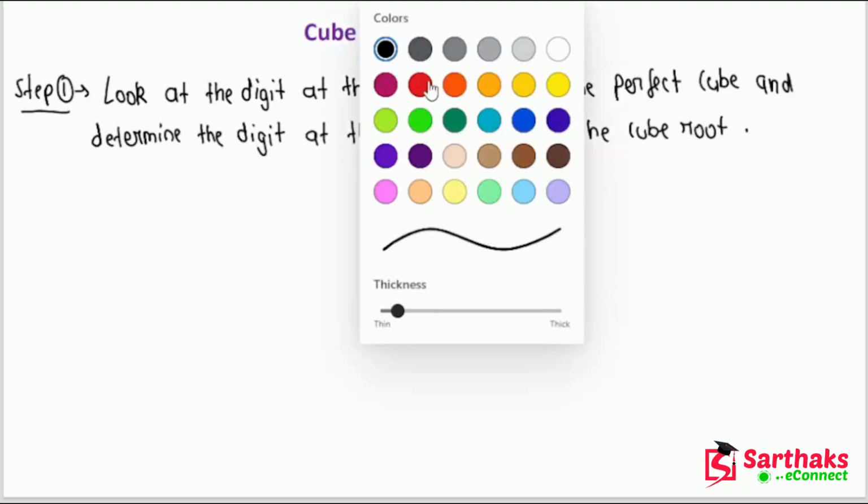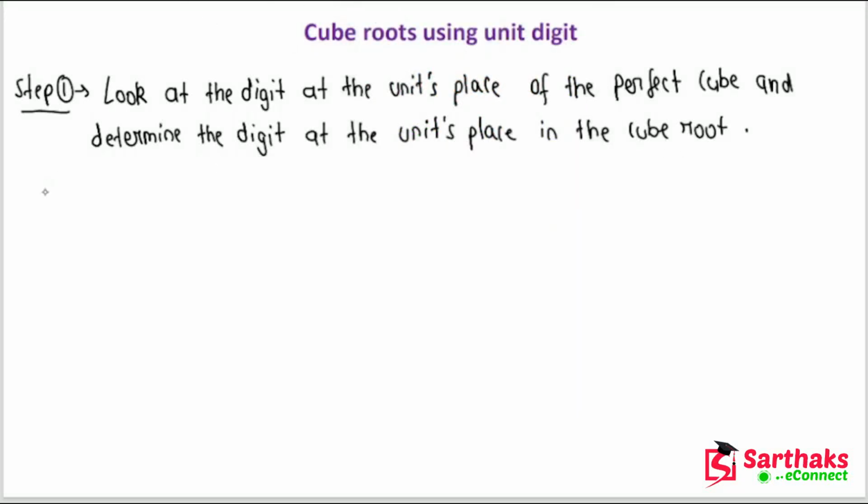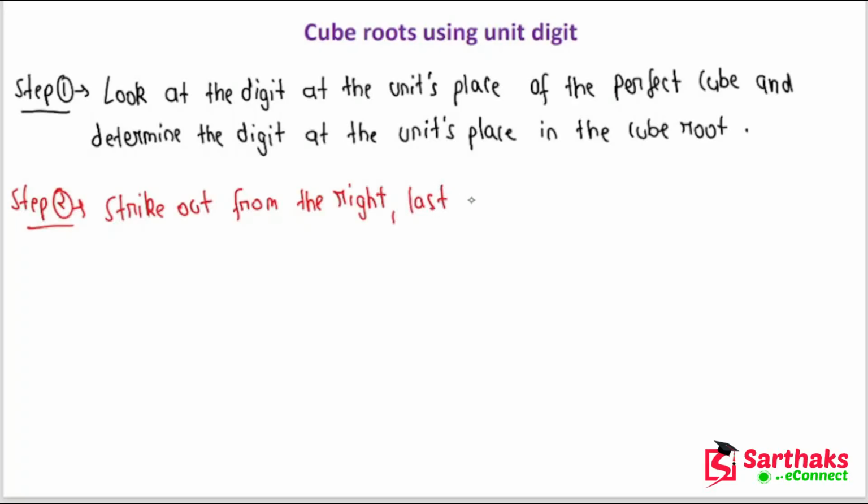Okay, so let us talk about step number 2. So yes, you have identified the unit digit of the cube root. Now how do we identify the tens digit? That is the major thing. You can see that it is also very easy in this particular method. It says: strike out from the right, that is from the unit digit side, the last 3 digits, that is the unit, tens and hundreds place digits.